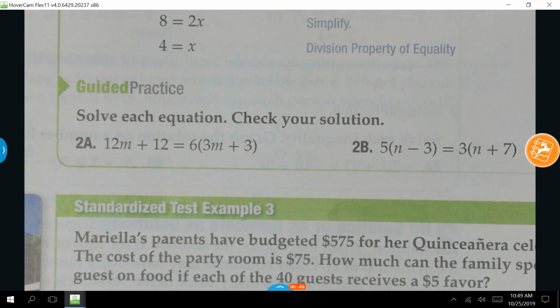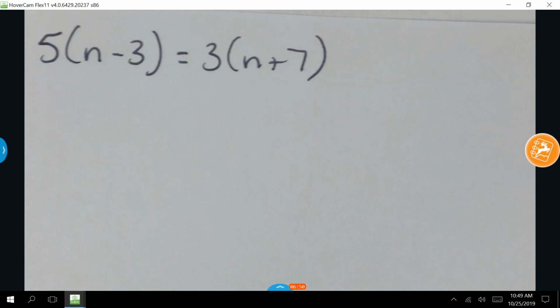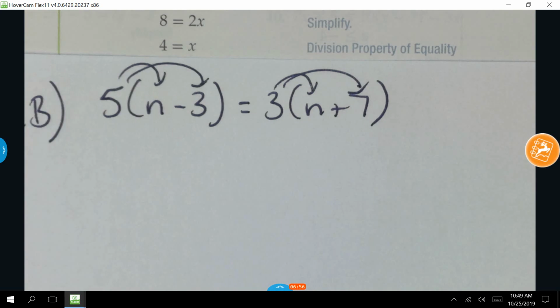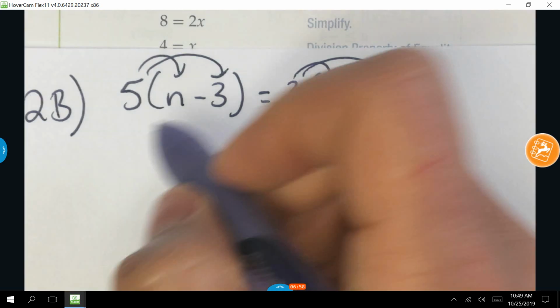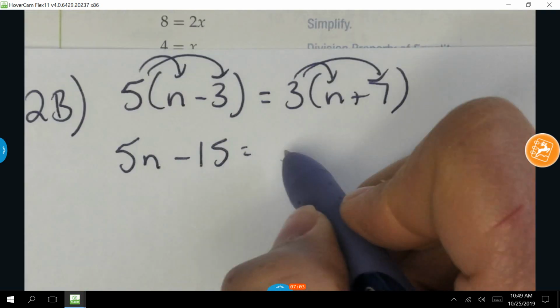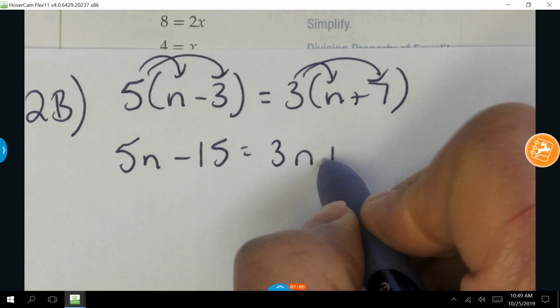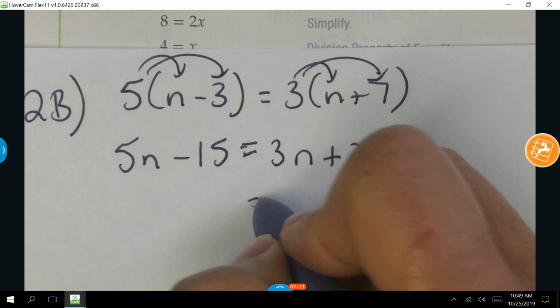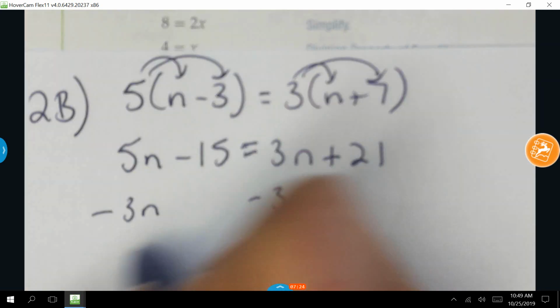So what is the first line underneath the problem? What should be my next line after I distribute the 5 and distribute the 3? Go ahead, Amelia. 5n minus 15, and then 3n plus 21. Correct. Again, there really are 4 ways you could start this. Start moving things. You could subtract 5n, you could add 15, you could subtract 3n, you could subtract 21. But just so we're all on the same page, we're going to subtract 3n from both sides of the equation.